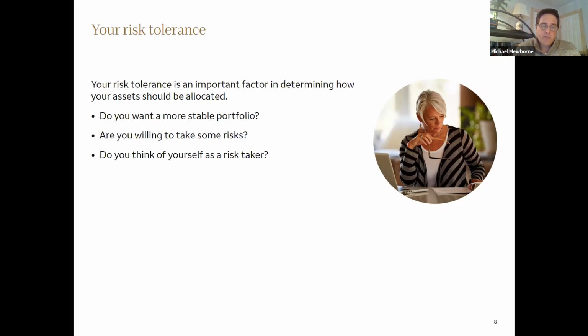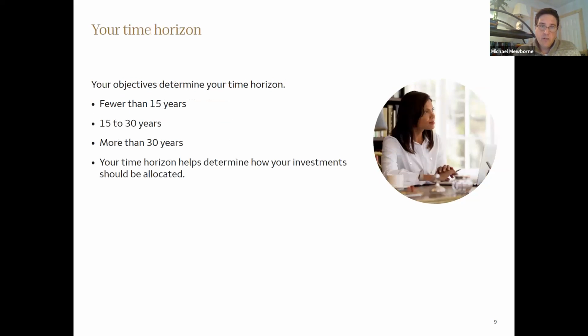Here, we're talking about your risk tolerance. You wake up in the morning and the market is down another 10%. How are you going to feel? Are you going to be okay with that? Risk tolerance and investment objective have a lot to do with your time horizon, which is how much time is going to pass between now and when you want to meet your investment objectives.